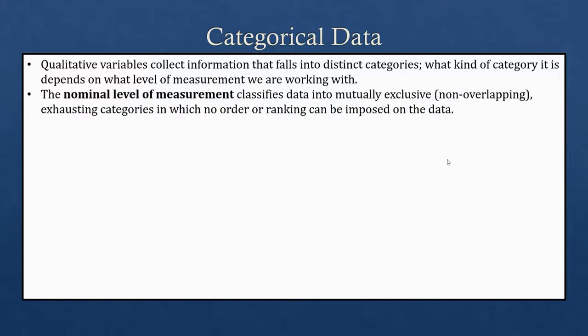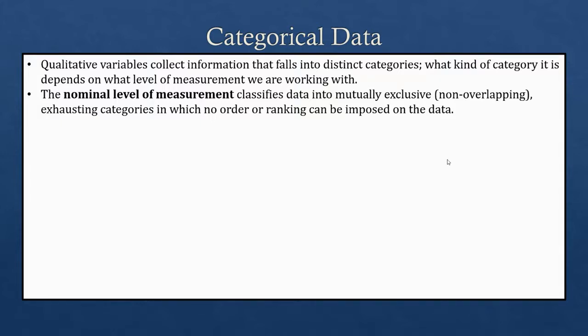The nominal level of measurement classifies data into mutually exclusive categories. That phrase you're going to hear every so often throughout the course, but it means they don't overlap. So categories that are distinct, they don't overlap. No one could fall into two categories at the same time. Mutually exclusive, exhausting categories. Exhausting categories means there's no one that doesn't fall in one of the choices. So everyone should be able to pick one of the categories that are listed.